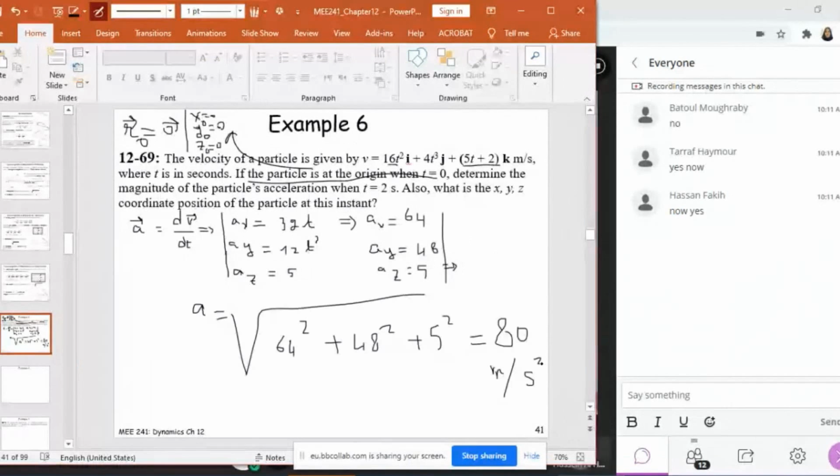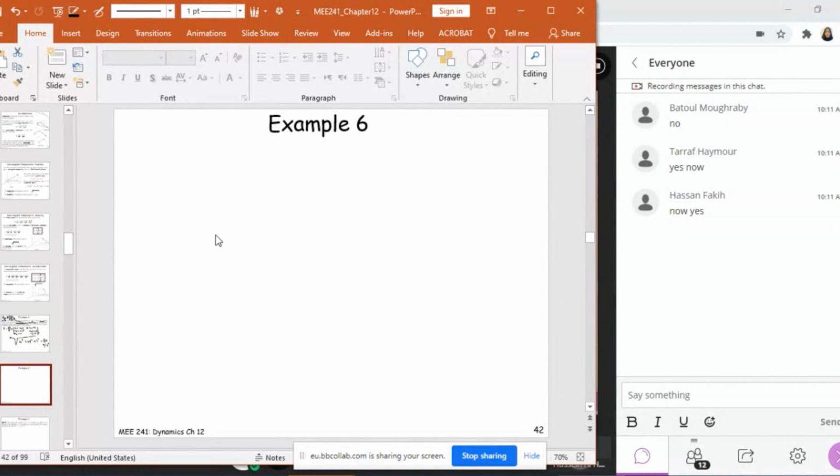All right. Now this is the first part of the question. The second part is what is the x, y, z coordinate position of the particle at this instant, which is t equal to 2 seconds. And this is a very important part because I'm going to use now the boundary conditions, which is r0 is equal to 0 when t is equal to 0. So I'm going to find r, which is x, y, z, since I know v. Now, what is r? I know, guys, that v is equal to dr over dt in vector form.